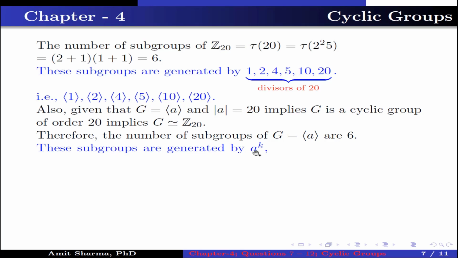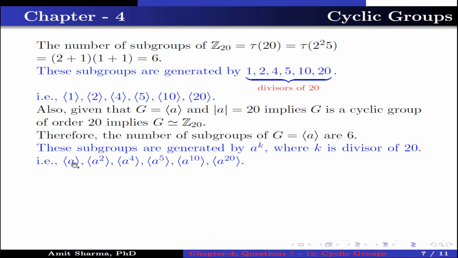A to the power K, where K is a divisor of 20, and the subgroups are the subgroup generated by A, subgroup generated by A square, subgroup generated by A to the power 4, subgroup generated by A to the power 5, subgroup generated by A to the power 10, and subgroup generated by A to the power 20.